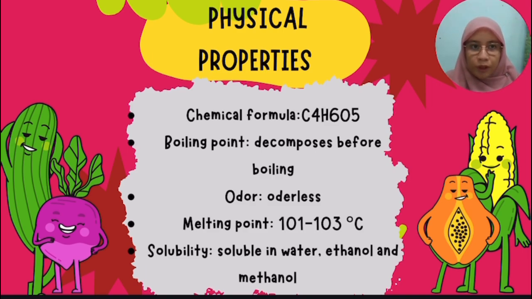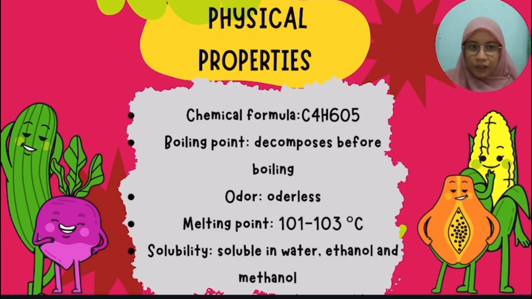The chemical formula of malic acid is C4H6O5. Secondly, the boiling point for malic acid is that the malic acid will decompose before boiling. Other than that, malic acid is odorless or it has a slightly acidic smell. The melting point of this acid is 101 to 103. This means that the acid will change to anhydrous form when the temperature reaches 101 to 103 degrees Celsius.